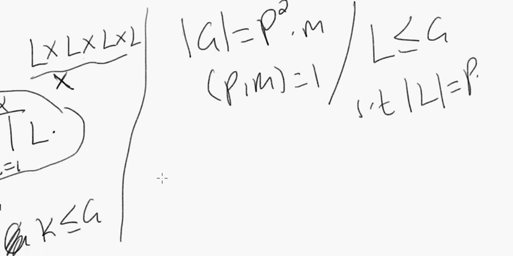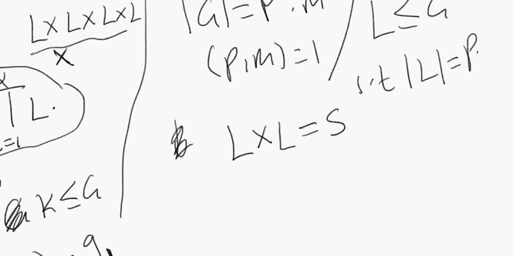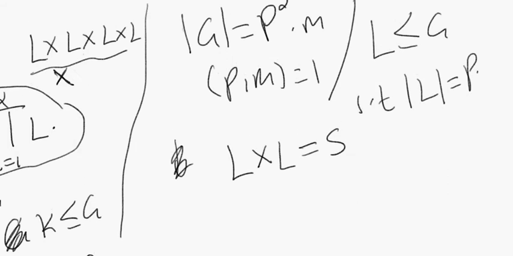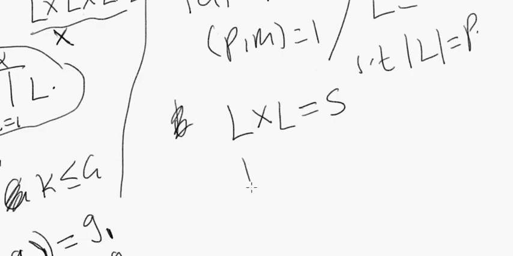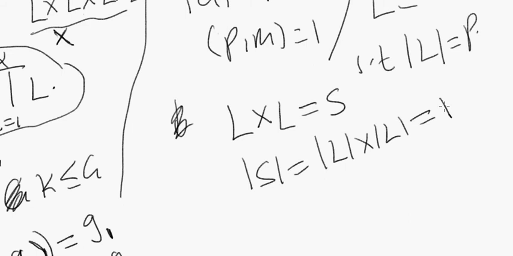Well, given that L is a group, can we say that L cross L is also a group? Okay, let's call L cross L S. Or we could just call it L cross L actually. We could call it S if we like. And so, what's the order of S? Isn't the order of S the same as the order of L times the order of L? What's the order of L? p. So what's the order of L times the order of L? Isn't that p squared? Right.